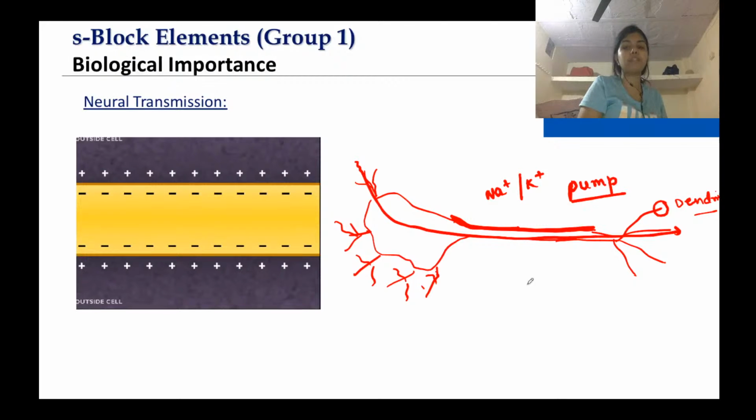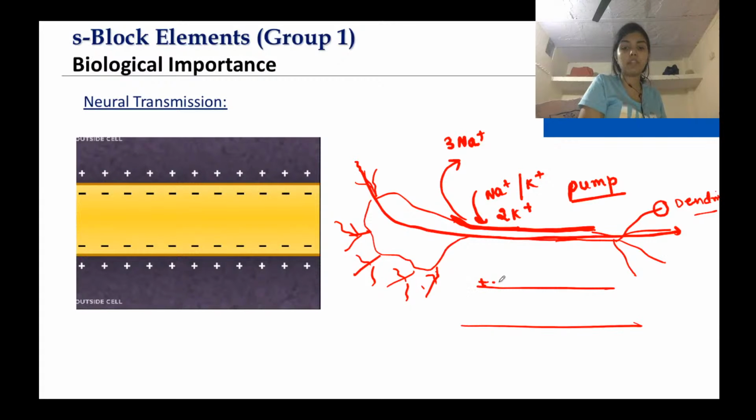in which what happens is that 3 sodium goes out and 2 potassium comes in, right? Because there is more positive charge outside the cell, therefore the outside of the cell is positively charged and the inside of the cell is negatively charged, because you can see that more sodium are going out rather than that of the potassium that are coming in. So there will be more positive charge outwards and the negative charge inwards, right?